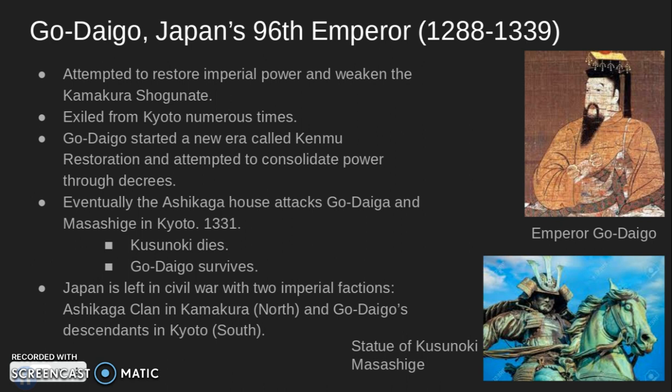And he's important because the actions of Go Daigo left Japan in a state of civil war with two imperial factions, the Ashikaga clan in the north and Go Daigo's descendants in Kyoto. These two factions would go on to war with each other, and that's how the rest of Japan would be for the next 50 years.